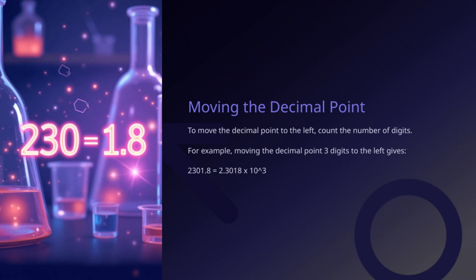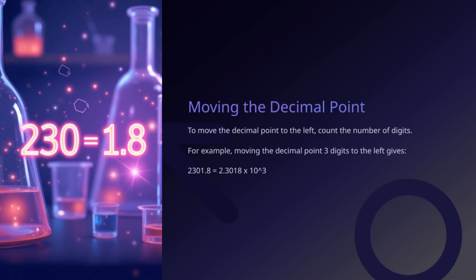All right, let's take a closer look at this example. 2301.8 equals 2.3018 times 10 to the power of 3. Now, to convert this number into scientific notation, we need to move the decimal point. In this case, we'll move it 3 digits to the left. To do that accurately, we first count the number of digits we need to shift. Moving the decimal point to the left means we're making the number smaller, and the exponent tells us how many places we've moved it. So, by moving the decimal 3 places to the left, we're essentially rewriting the number as 2.3018 multiplied by 10, raised to the power of 3.